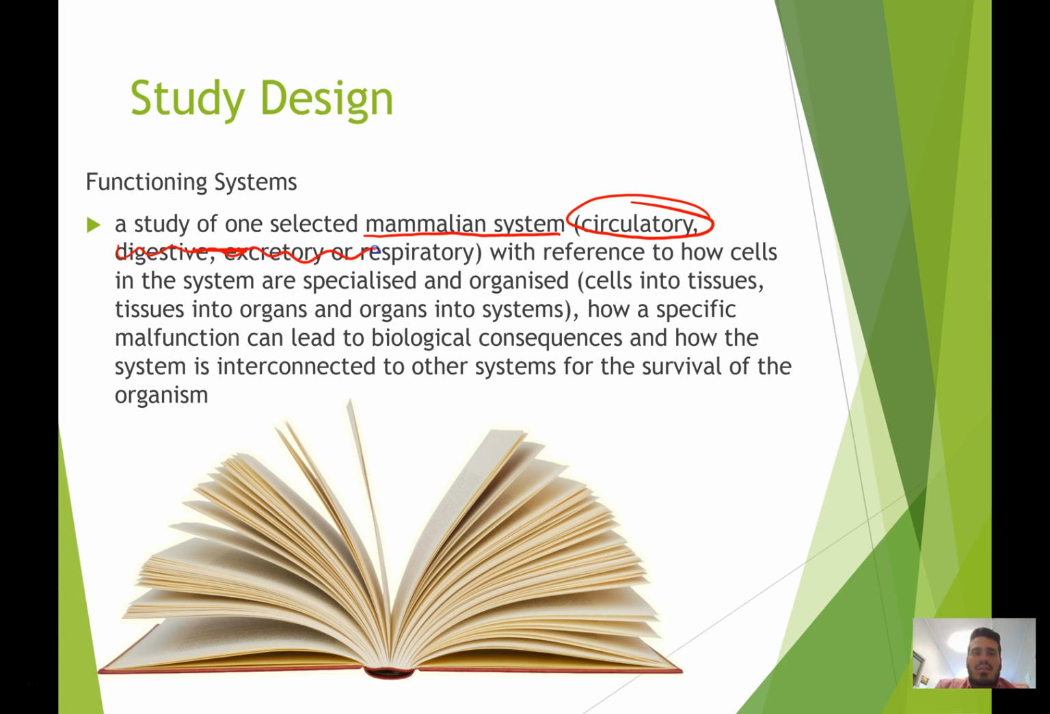So we don't study these guys. You're more than welcome to go out and study those three, but we are going to focus on theirs. But we're going to focus on how cells in the systems are specialized and organized. So cells into tissues, tissues into organs, organs into systems. How a specific malfunction, so we're going to look at how things can go wrong, can lead to biological consequences, and how the system is interconnected to other systems. So we do have to understand what the other systems do. We don't have to know specifics about them, okay? Well, and it's all about the survival of organisms, cool?